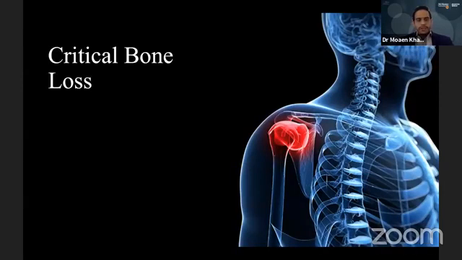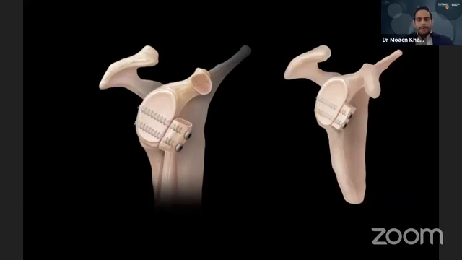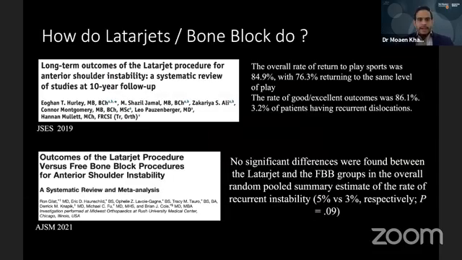Now, just to finish off or end this talk, I'll just talk a little bit about what's going on with critical bone loss. I think right now, the majority of surgeons will perform either a lateral J procedure or a free bone block procedure when managing patients that have critical defects. And how do these patients do? This is a paper that was again published by Dr. Hurley out of NYU, long-term outcomes of the lateral J procedure, 10-year follow-up.